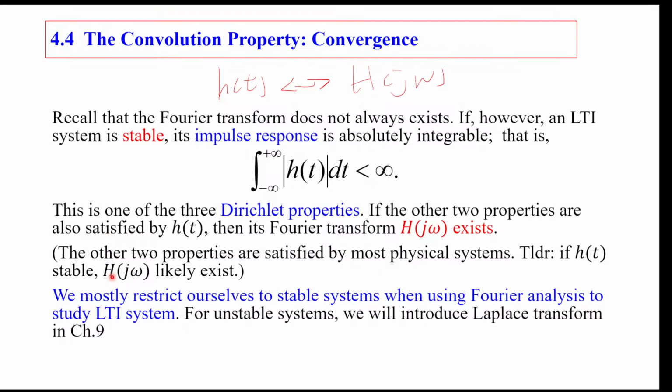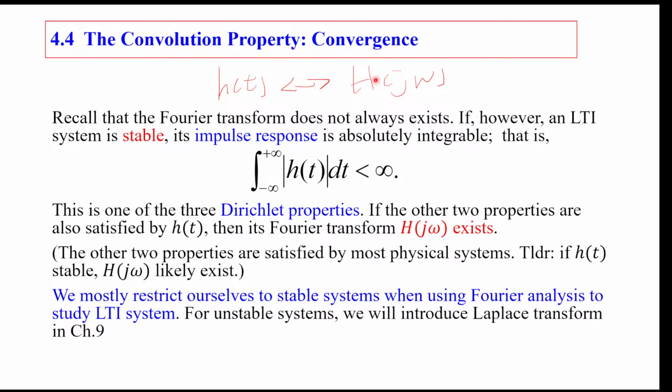Okay, so we just say usually when your system is stable, then big H of j omega exists, and we can use this Fourier analysis to analyze your LTI system. So we mostly restrict ourselves to stable systems when using the Fourier analysis. But you might ask, what about unstable systems? That's also covered in this course, when we introduce the Laplace transform in chapter 9. But for now we restrict to stable systems where we have the Fourier transform of small h of t.